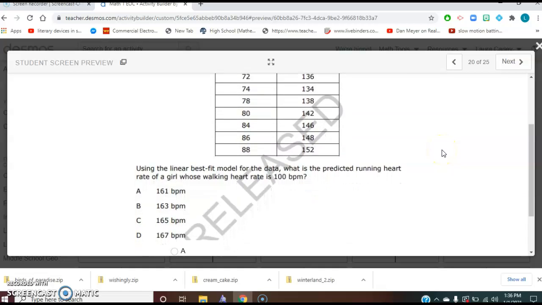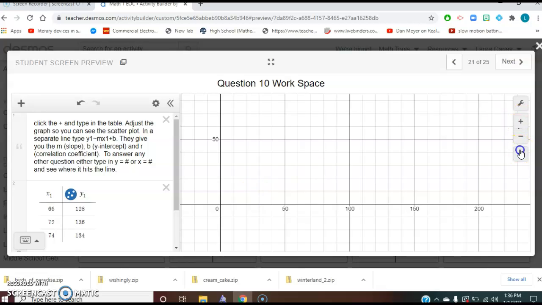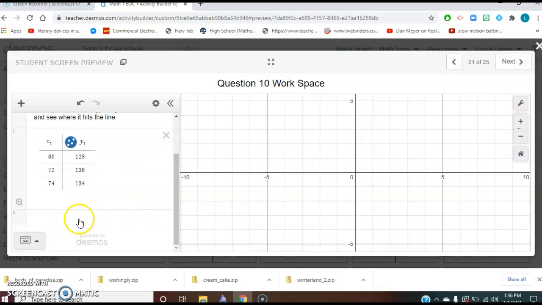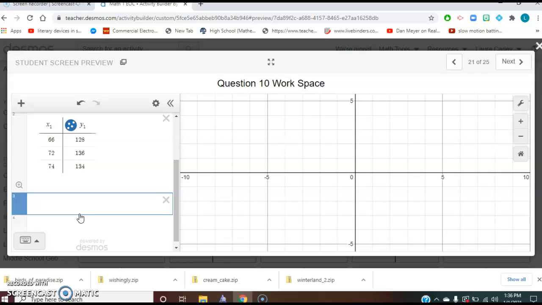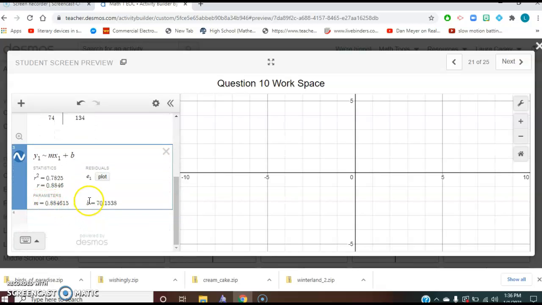So this wants the line of best fit and to predict the heart rate of someone whose walking heart rate is 100. So to get the line of best fit, in the next line, we need y1 tilde, which is next to the 1 on the keyboard, mx1 plus b. All right, so there's your slope, the m, there's your y-intercept, and if a question asks you about the correlation coefficient, that's the r.